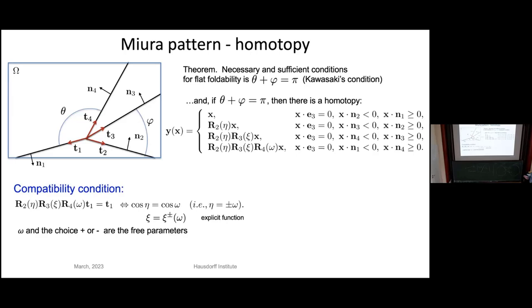T1 is T1. You just play with this algebra, and you find a relation between eta and omega. Eta is plus or minus omega. And then you can also show there's a function that is not so easy to write down, but there's a functional relationship between C and this angle. So you get to play with one angle, that's the omega, and you have plus or minus. There are two ways to go from this piecewise isometrically to the flat sheet.